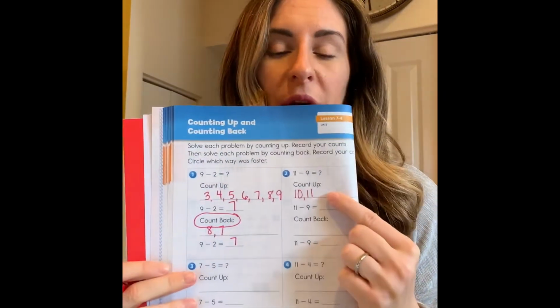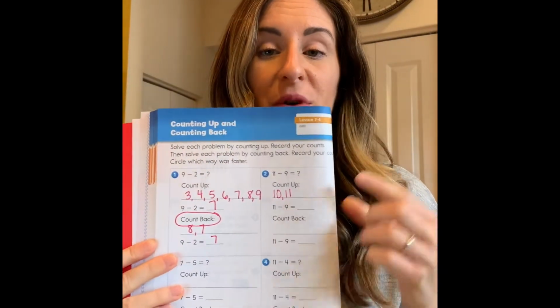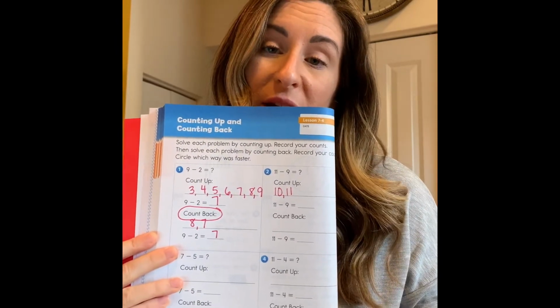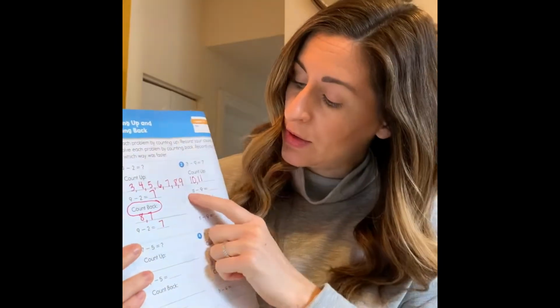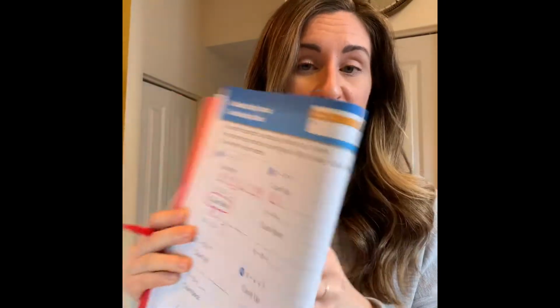All right, let's do number 2. Number 2 says 11 minus 9 equals what? Okay, if we're going to count up to do that, we have to start at the smaller number, count up to the bigger number. We'll write down the numbers that we say as we go. Okay, so when we counted up, we said the numbers 10, 11. How many numbers is that? It's 2. So 11 minus 9 must be 2.